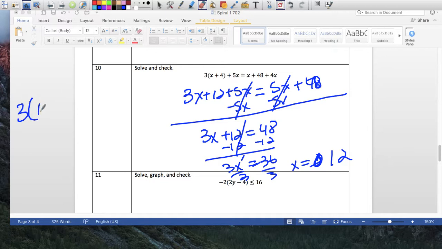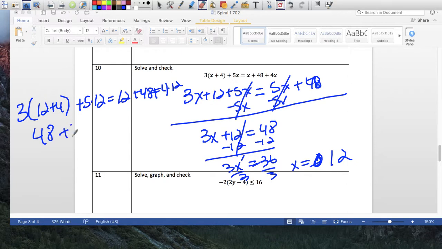So it's 3 parentheses 12 plus 4 plus 5 times 12 equals 12 plus 48 plus 4 times 12. 12 plus 4 is 16. 16 times 3 is 48. 5 times 12 is 60. So on the left side, I get 108. Right side, I get 12 plus 48 plus 48 again. 48 plus 48 is 96, and 96 plus 12 is 108. Good.